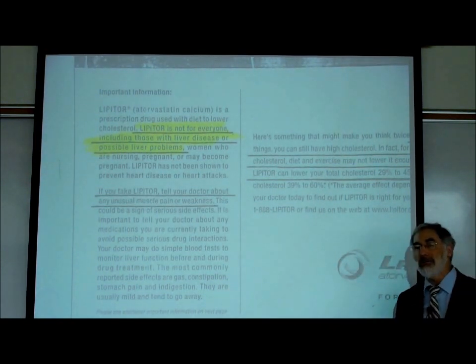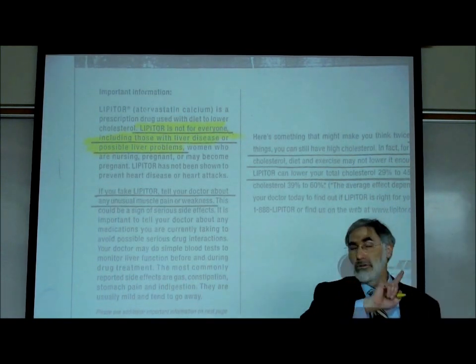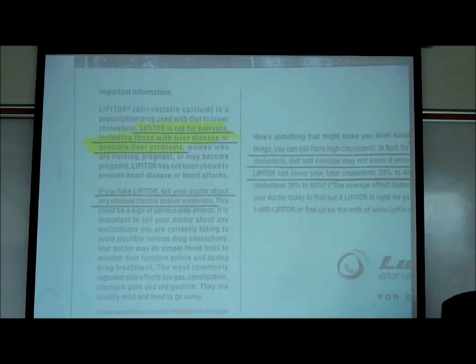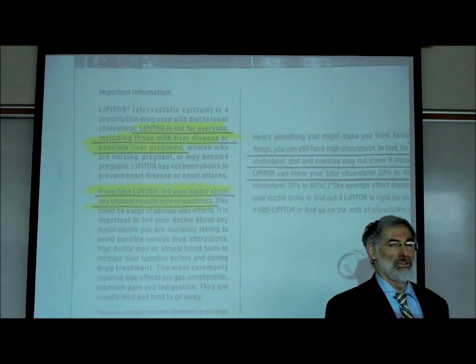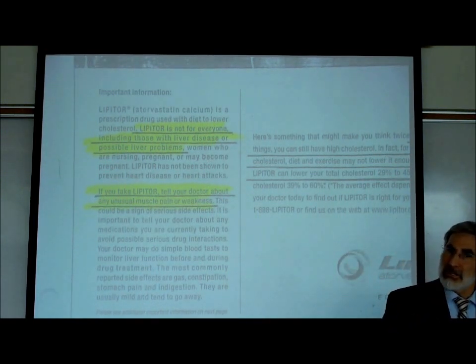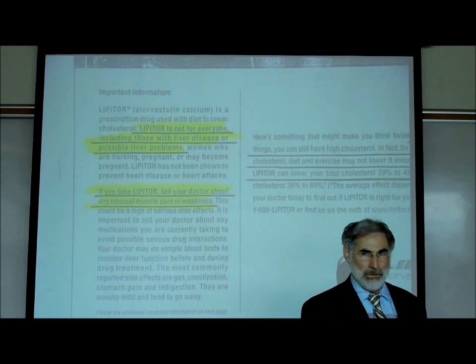So if you start out with liver problems, they're telling you this is not for you. Also, they wrote, if you take Lipitor, tell your doctor about any unusual muscle pain or weakness. So this medication can damage muscle, specifically skeletal muscle. Now, this is the part that was targeted at the consumer.